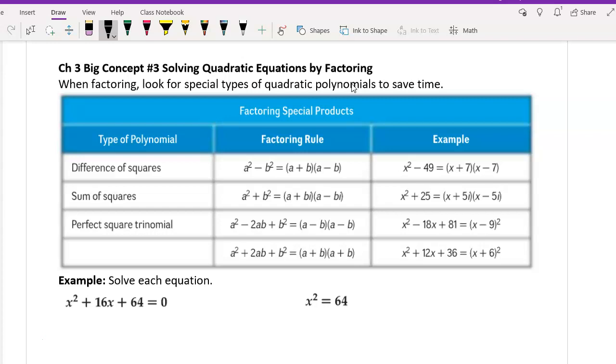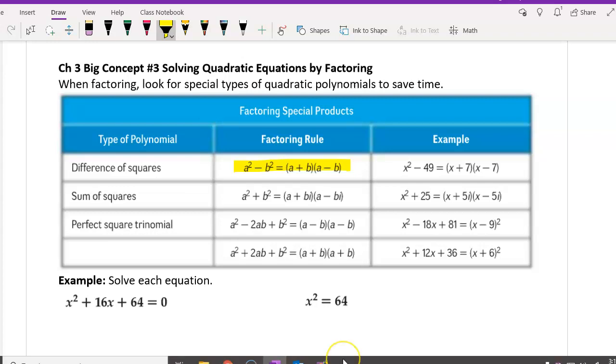So the difference of squares is exactly what it sounds like. You have two perfect squares that are being subtracted. When that happens, you take the square root of the a square, you take the square root of the b square, and you put a plus b, a minus b. One addition, one subtraction. The sum of squares is exactly what it sounds like. You're adding perfect squares. But here we have a plus bi, a minus bi. If you notice, those are the complex conjugates that we've talked about.